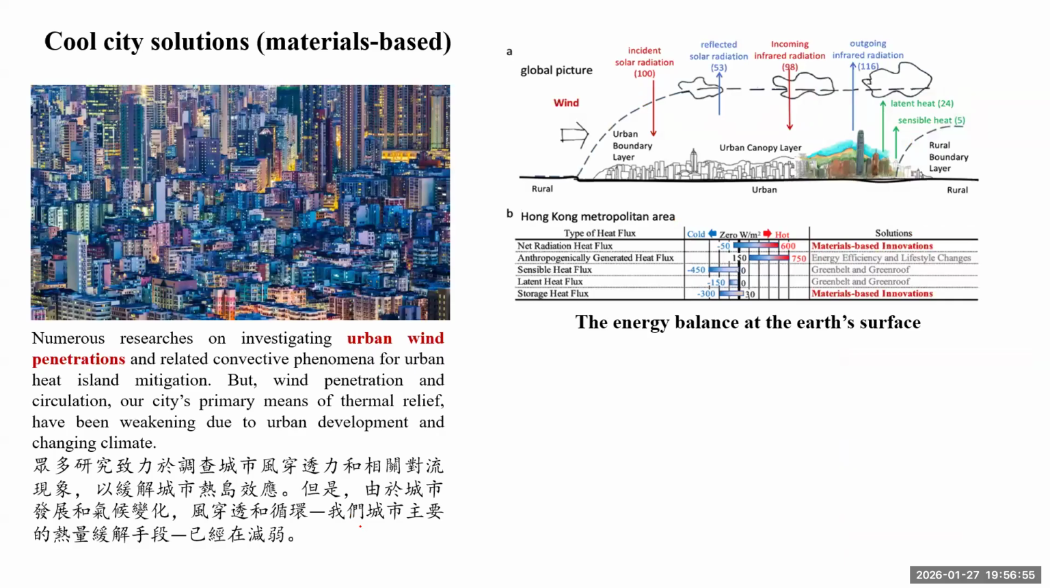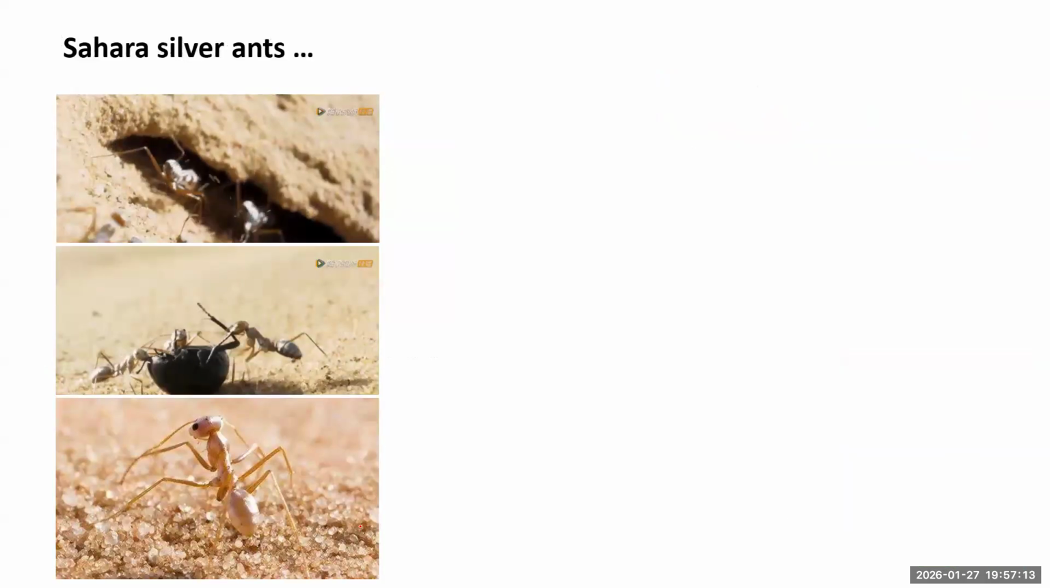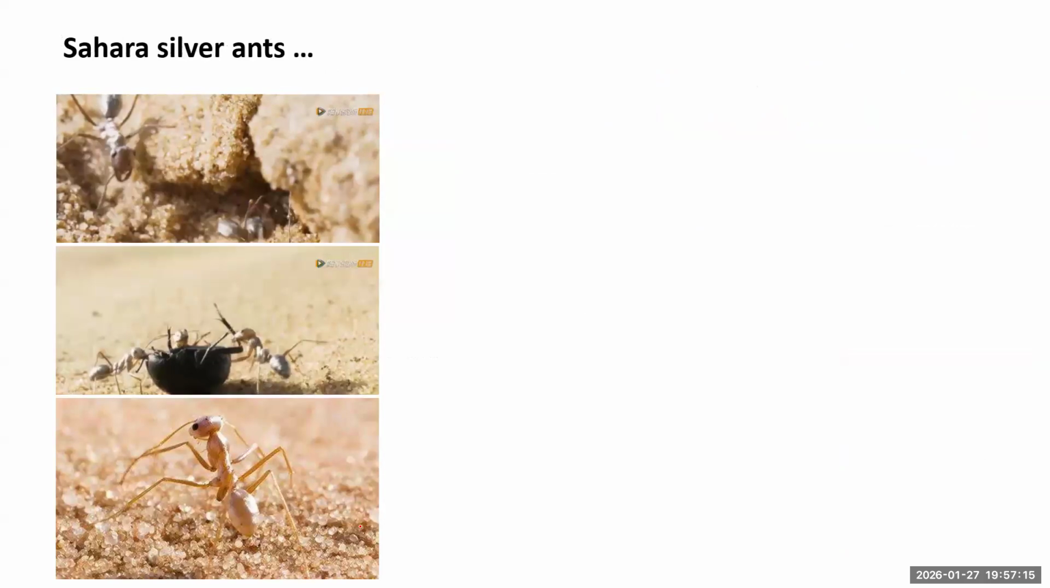So there comes the material-based innovation. Not only do we consider the urban ventilation, we also need to consider the construction material, their solar performance. This is an example.